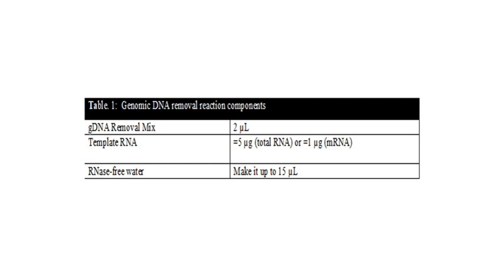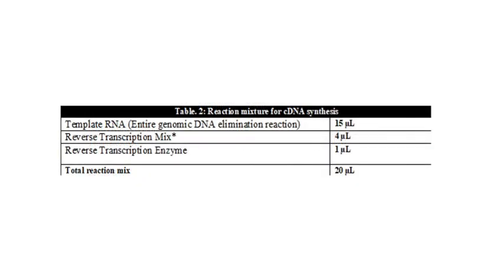So this is the first reaction you need to make, and this is the second table, which will give you the reaction mix for cDNA synthesis. That is, you have the entire genomic DNA elimination reaction, that is 15 microliter, right? Plus reverse transcription mix, that is 4 microliter, and reverse transcriptase enzyme, that is 1 microliter. So totally a 20 microliter reaction. This is what you need to keep in the thermocycler, that is 20 microliter.